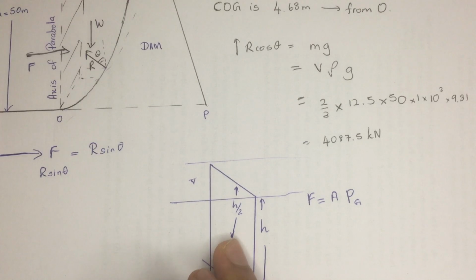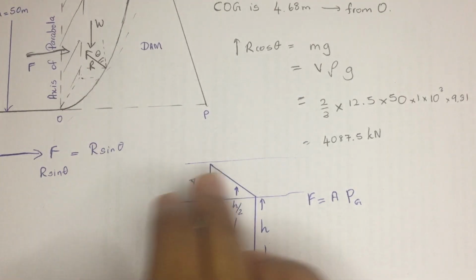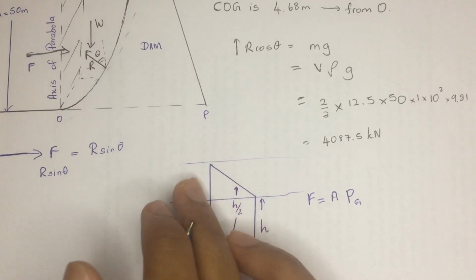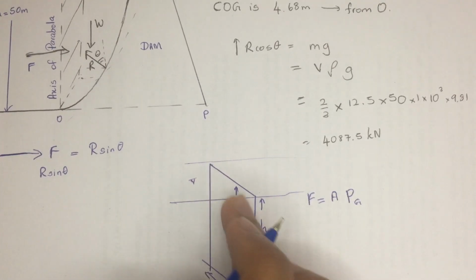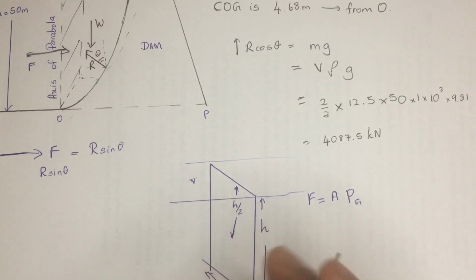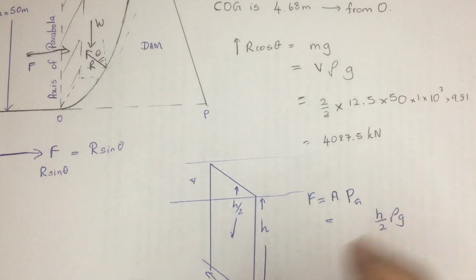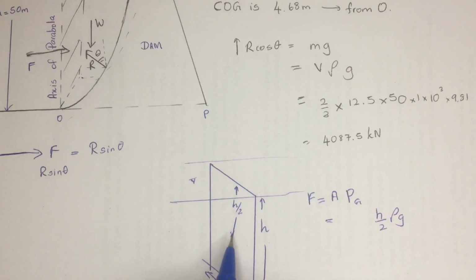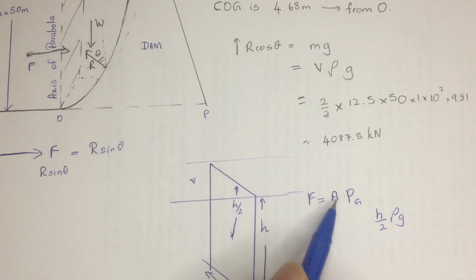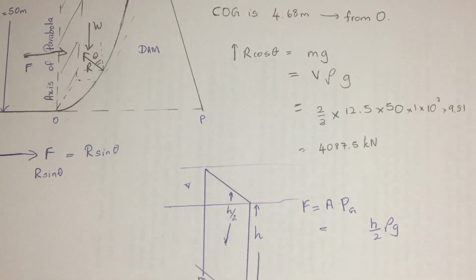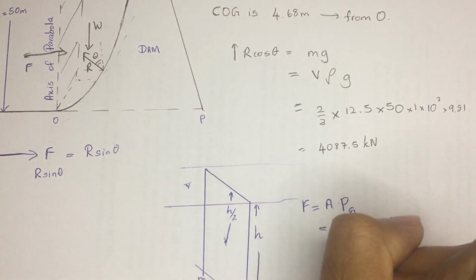If we know this is h by 2, what's the pressure on it? We can directly find it. Since it's going to be the surface level, we are going to use the gauge pressure, so you can tell there is 0 pressure at the surface, so it's going to be h by 2 rho g. The pressure at that center of gravity point is going to be h by 2 rho g. Likewise, when you are considering the total area, it's going to be h into b.